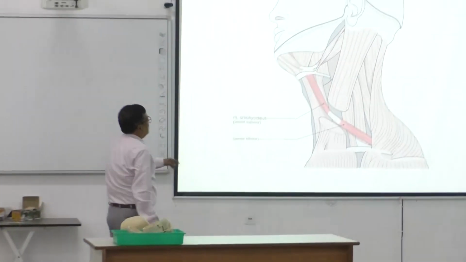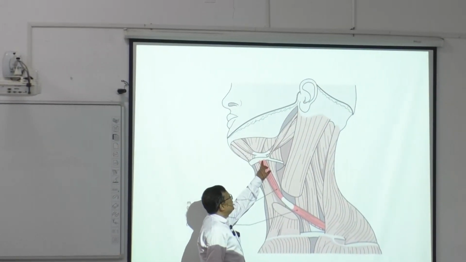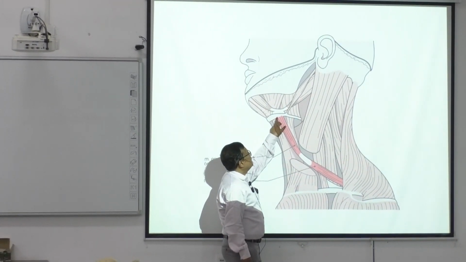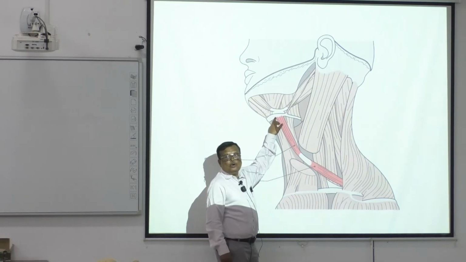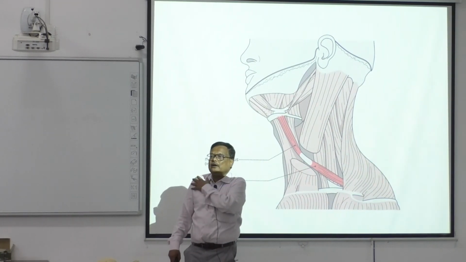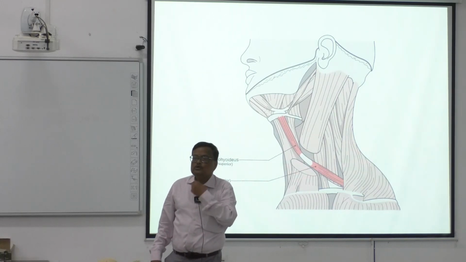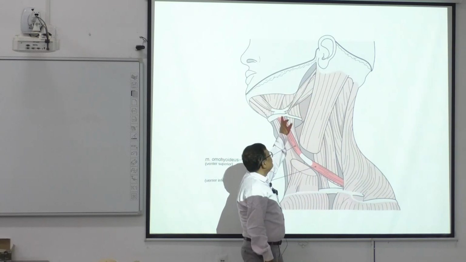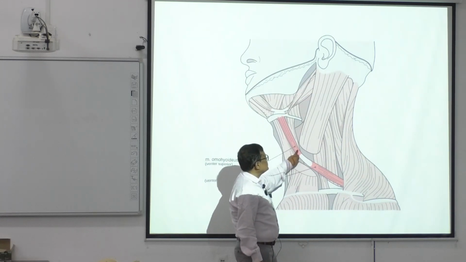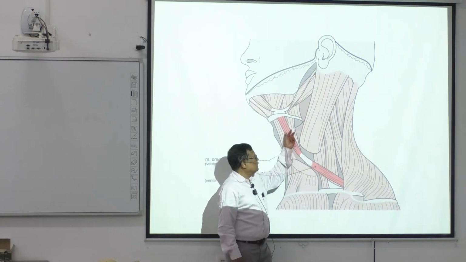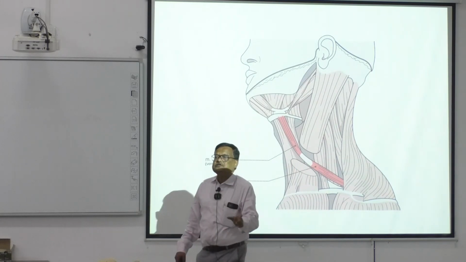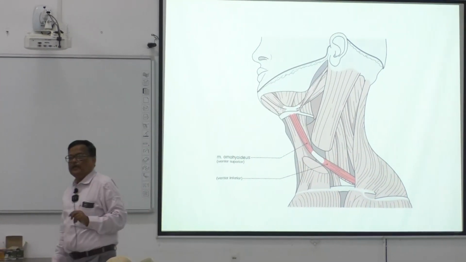And it attaches to the lower border of the body of the hyoid bone, omohyoid. Omo means shoulder, hyoid means hyoid bone. So it arises from the omo, the scapula, and attaches to the hyoid. This is the superior belly and this is the inferior belly, and both bellies are joined together by a midline tendon. There is no insertion here. They are joined together in a midline tendon.